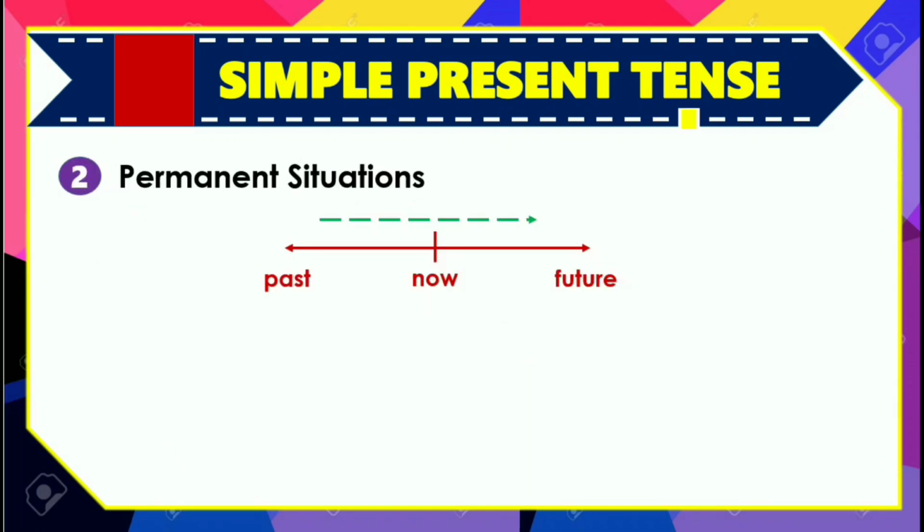tense. We also use the present tense to talk about situations that are mostly permanent, like jobs and things that always happen. For example, Timmy lives in California. That means that he lived there at some point in the past, but it's his home right now and will be his home in the future. So it is something that is not going to change.